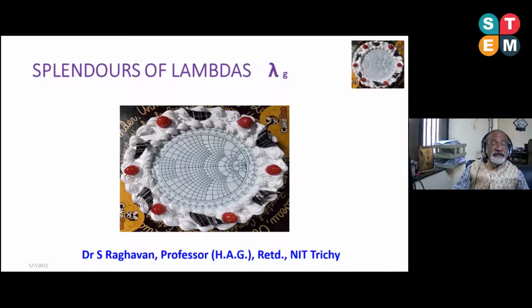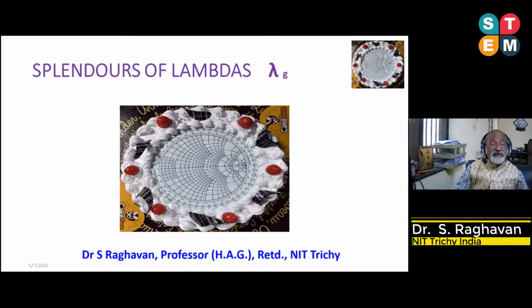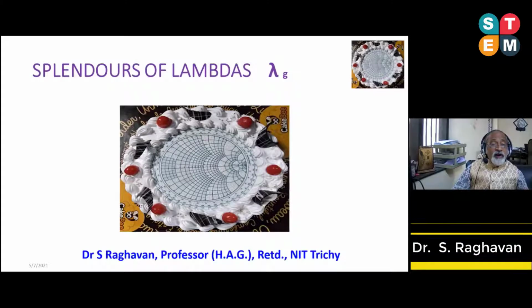See, lambda g, when I say, it takes care of all the materials because it is equal to lambda naught by root of epsilon effective. If it is inhomogeneous, it is epsilon effective. If it is homogeneous, it is epsilon naught.